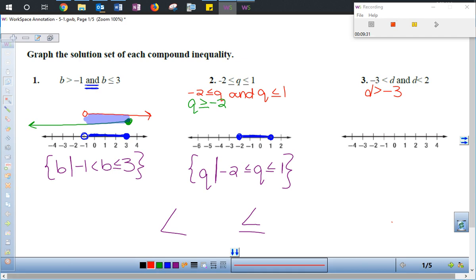Now we can go with our starter graphs. So my starter graph of d is greater than -3. So find -3, and above it, don't go on the number line, above it we're going to go an open dot with an arrow going to the right.